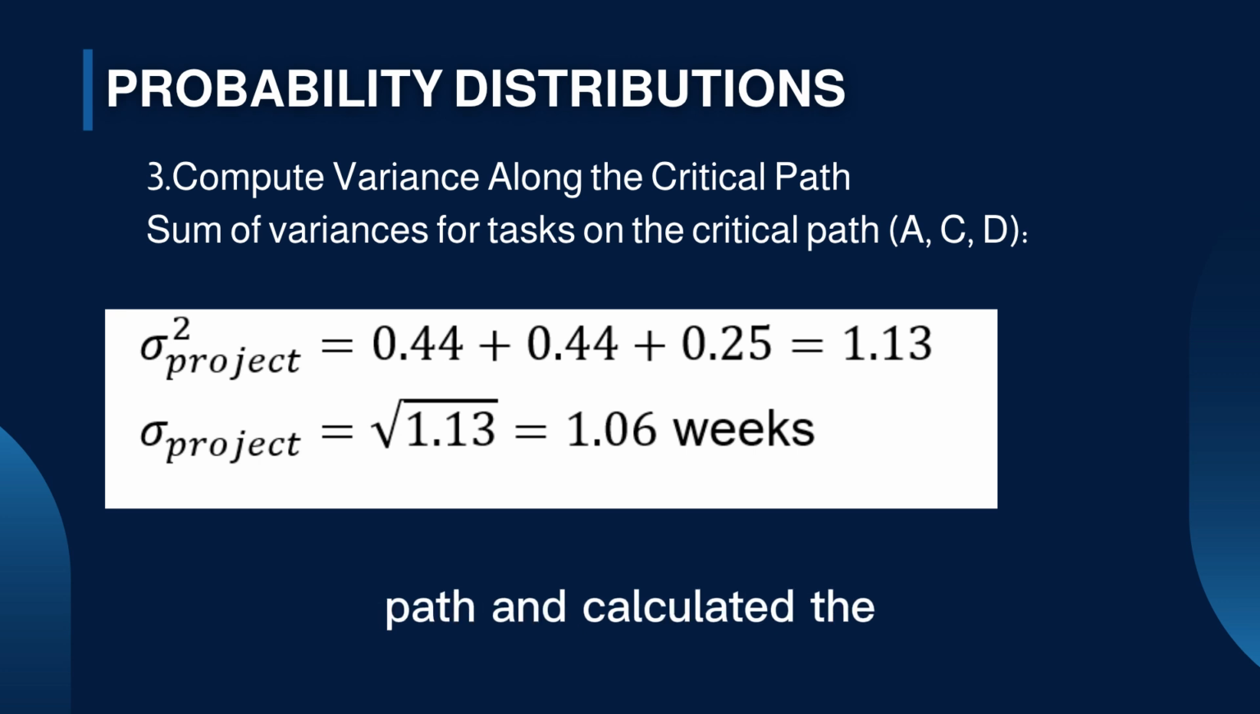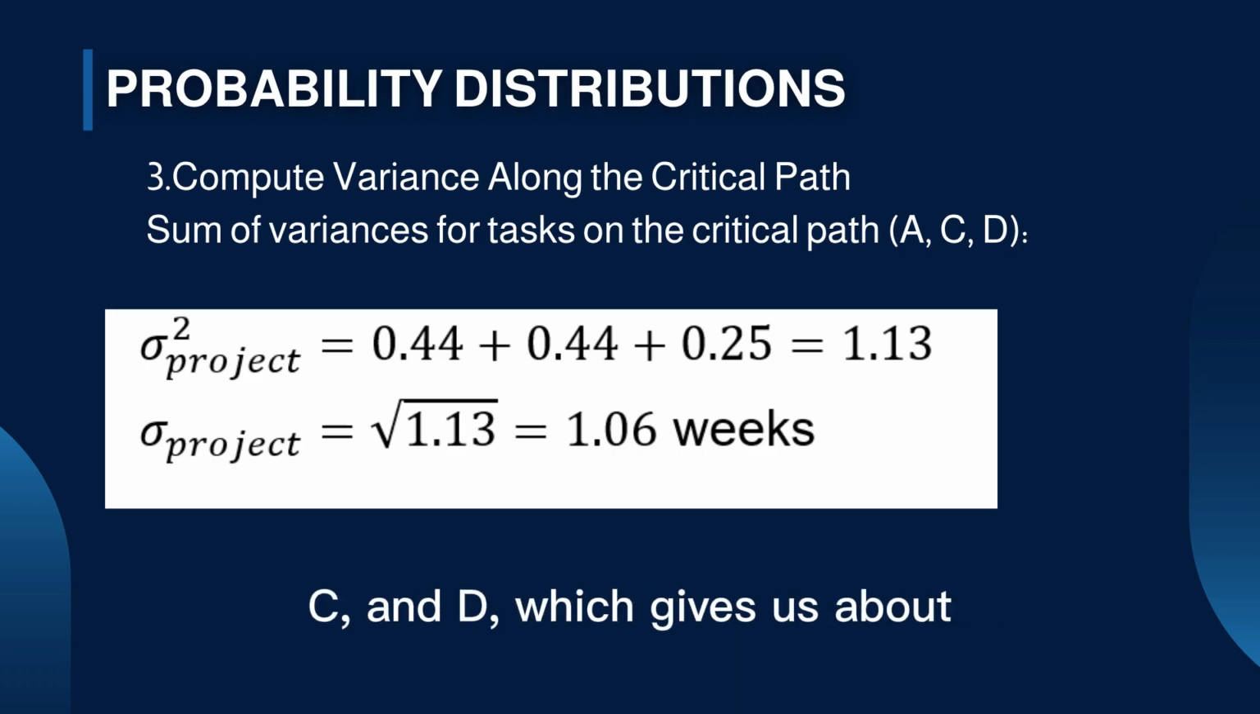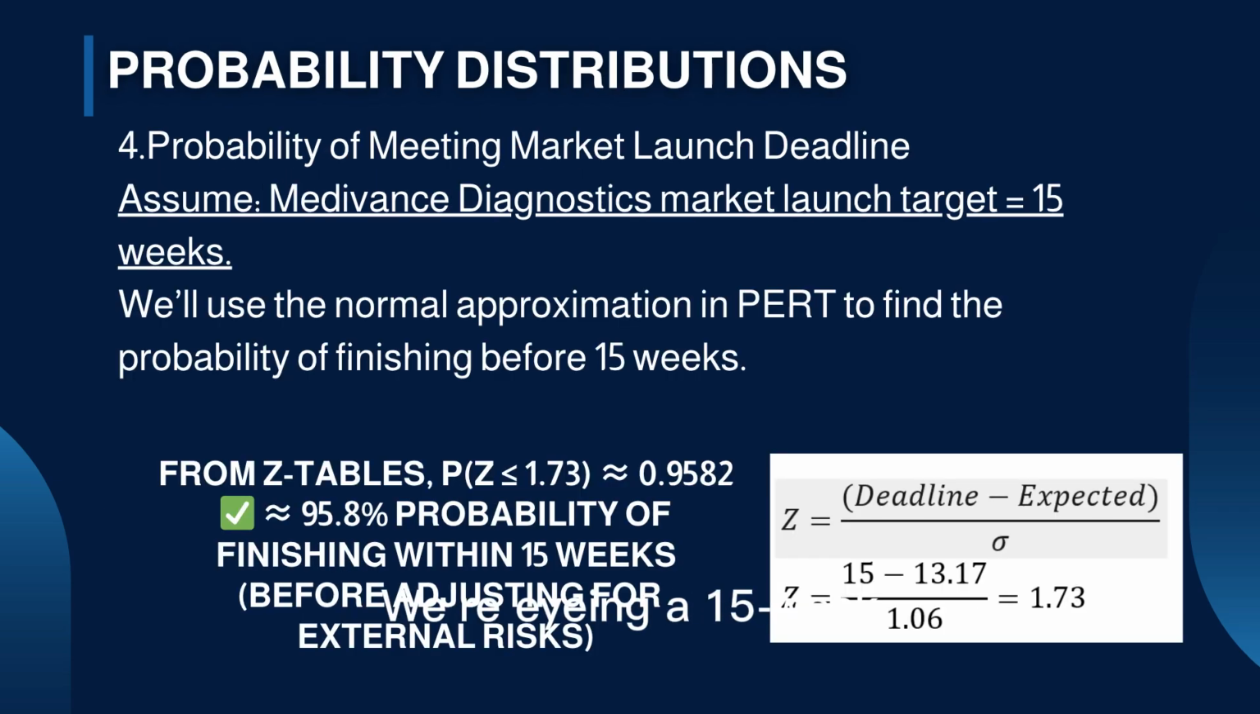We figured out the critical path and calculated the project's variance to see how uncertain the timeline is. For the PERT analysis, we added up the variances for tasks A, C, and D, which gives us about 1.06 weeks of variability. This helps us gauge our chances of hitting the market launch deadline. We're eyeing a 15-week target for Medivance Diagnostics launch. Using the PERT method, we estimate about 13.17 weeks to finish, with a solid 95.8% chance of hitting that deadline. Just remember, some unexpected bumps could come up. Overall, we're looking good to meet our launch timeline.